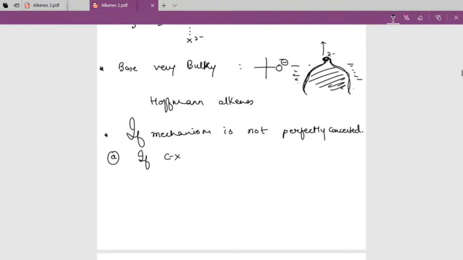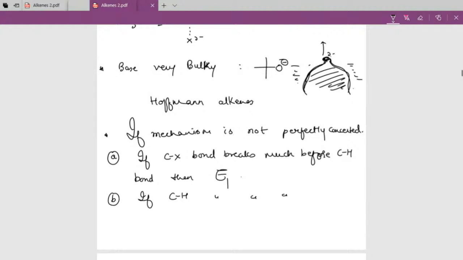If the C-X bond breaks much before the C-H bond, then it is E1. A carbocation will be formed and the reaction will go by E1. If the C-H bond breaks much before C-X, then it is E1cB, because a full anion is formed, and it is called elimination through conjugate base.